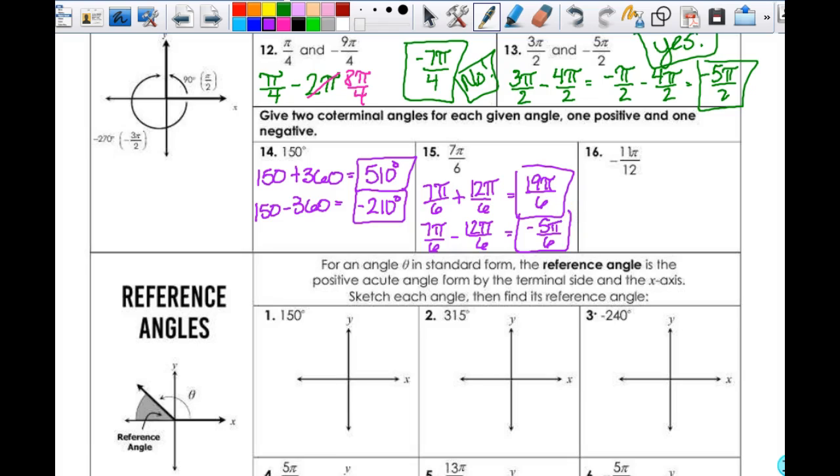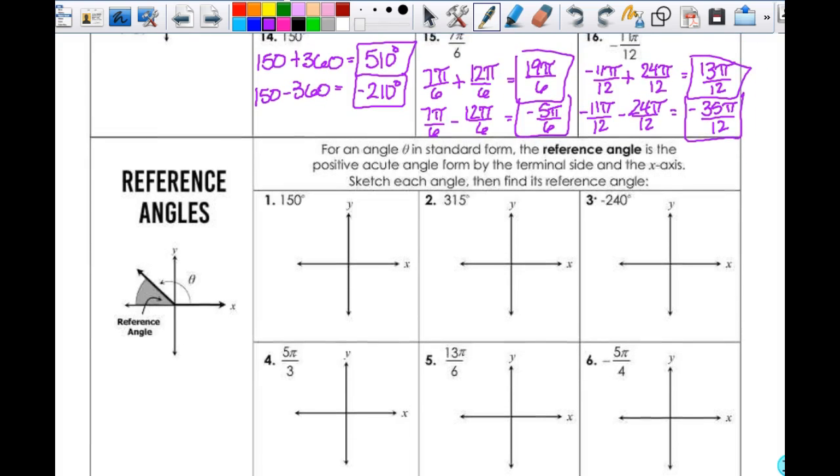Okay. So then negative 11 pi over 12. I want to add 2 pi, but in disguise, that would be what? 24 pi over 12. So when I add those, I get 13 pi over 12. So there's my positive one. Then negative 11 pi over 12 minus 24 pi over 12 equals negative 35 pi over 12. So you get one of each there. Okay. Any questions at all?